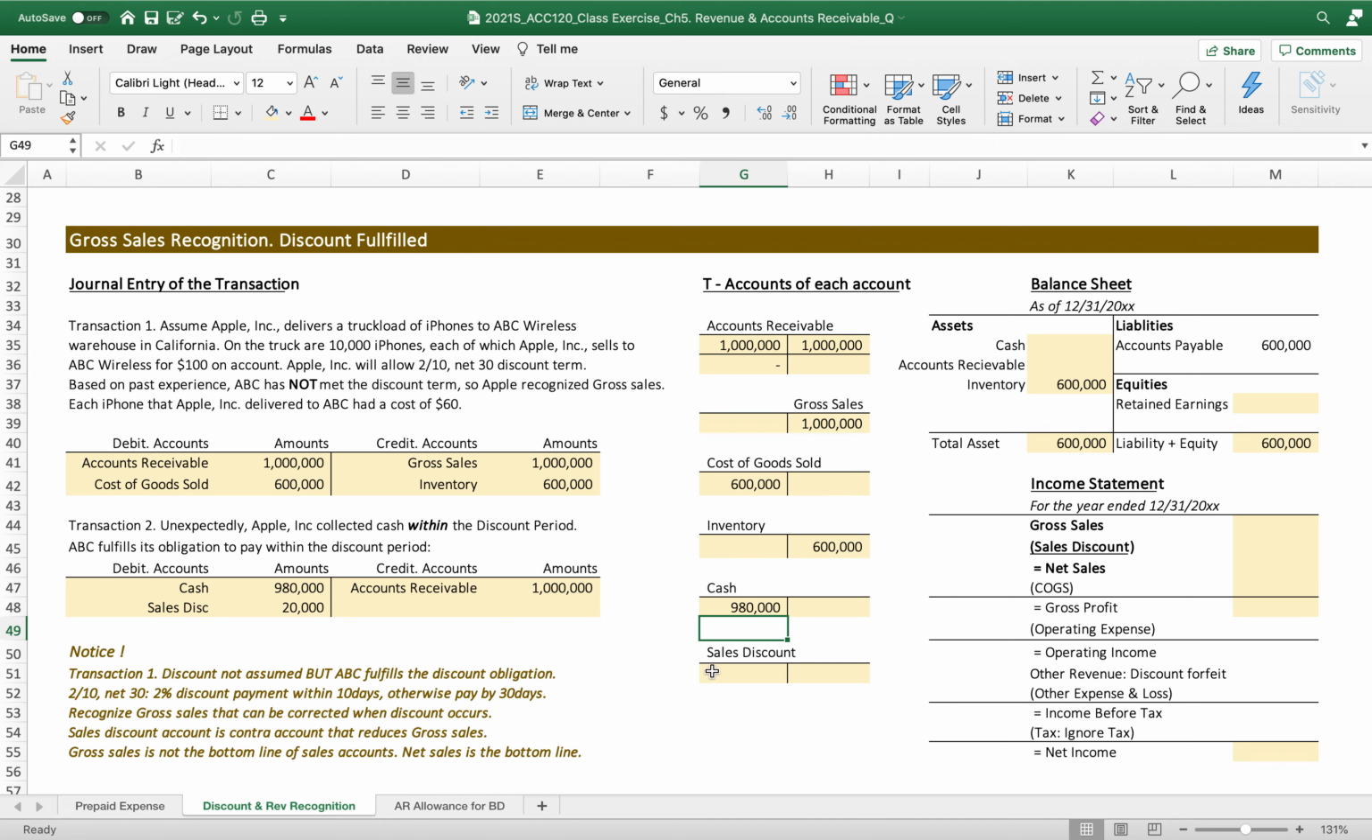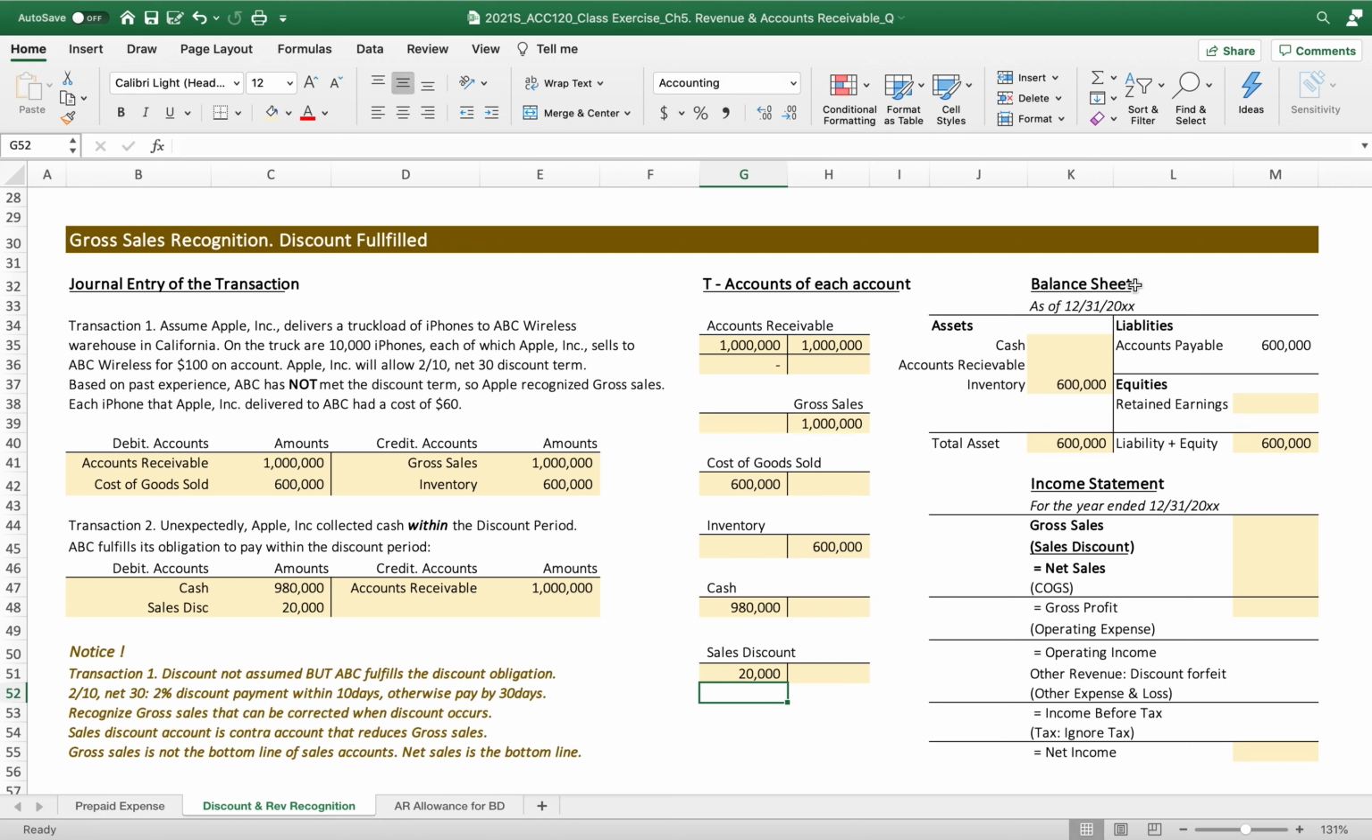And the sales discount, why is the sales discount on the debit side? Because this is the contra account that reduces the gross sales, in the parentheses. So the sales discount is recorded in the debit side. That also reduces the equity, right? That's why you record the debit. So the sales discount, there you go.